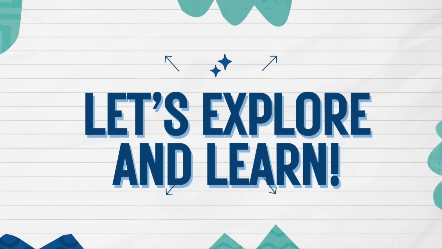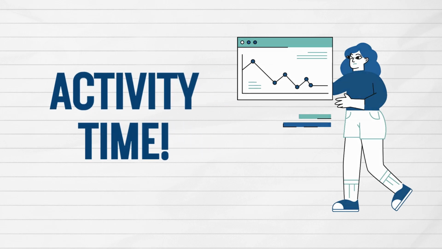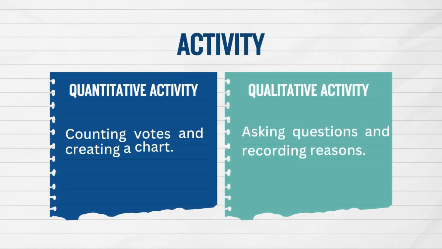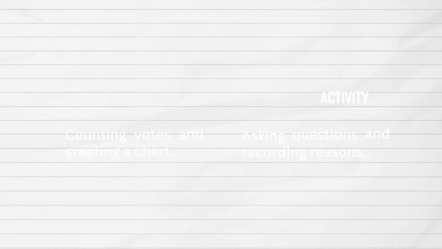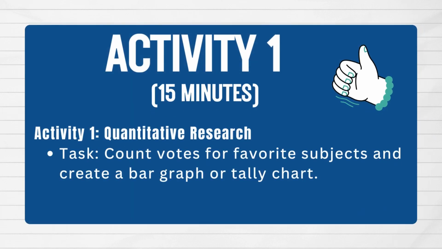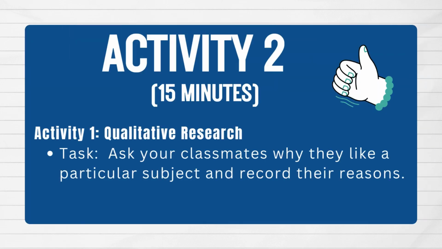Let's explore and learn. Activity time. For quantitative activity, counting votes and creating a chart. Qualitative activity, asking questions and recording reasons. For quantitative activity, your task is to count votes for favorite subjects and create a bar graph or tally chart. For qualitative activity, your task is to ask your classmates why they like a particular subject and record their reasons.